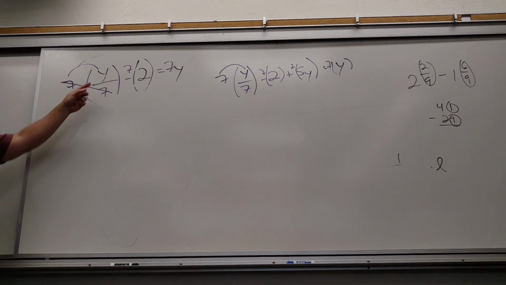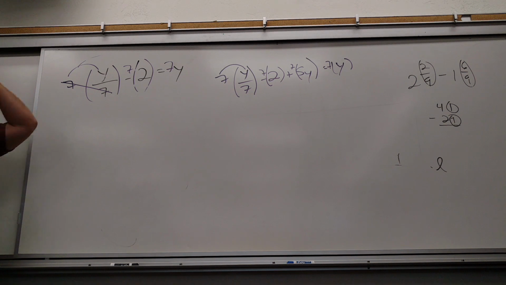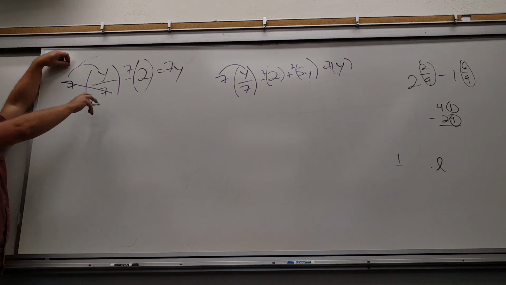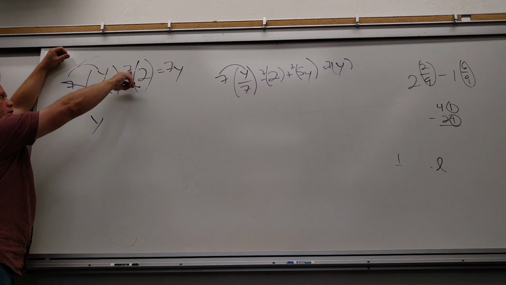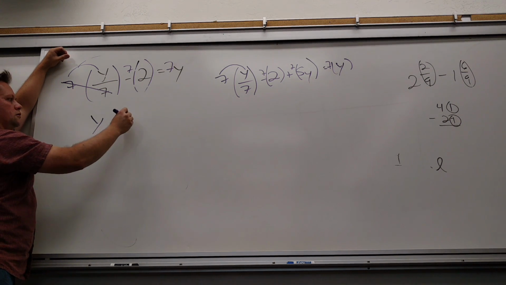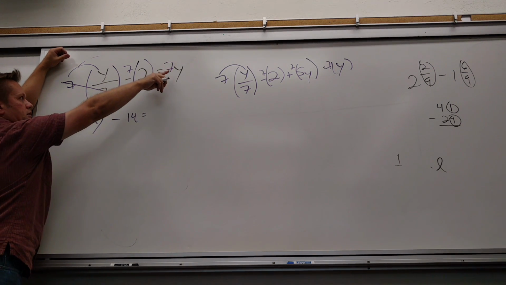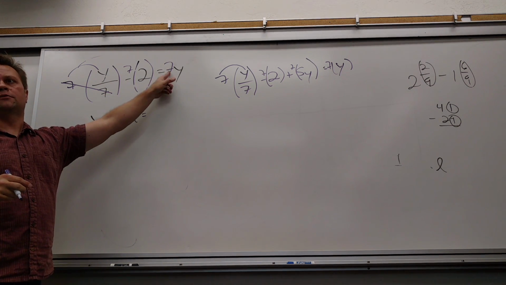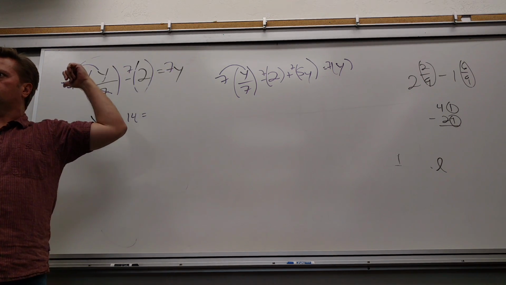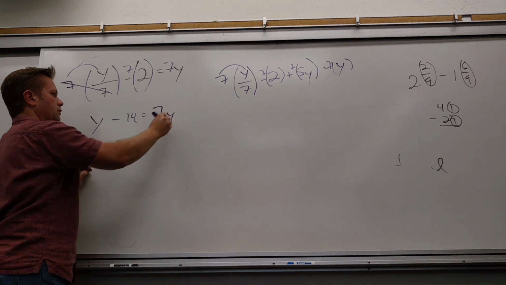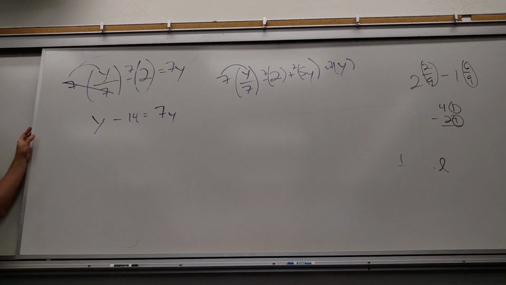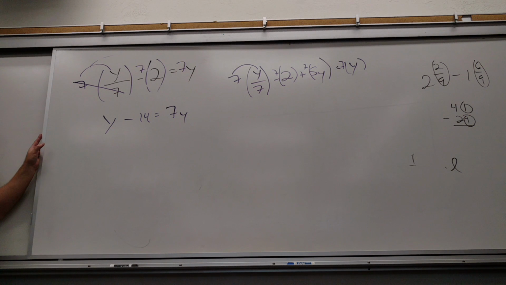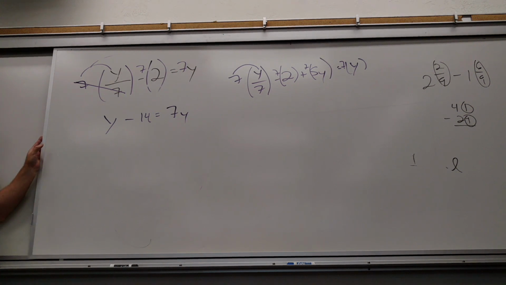All right, is everybody cool with what's up there right now? So those cancel, right? 7 times 2, 14. Is everybody cool with that 7 being there? Why is that 7 there? Because I had to multiply both sides by 7 so I can kill the fraction. So, alright, is everybody cool with what's there? Okay. Now, how do I solve that equation? What's the one thing that's in the wrong place? The y.